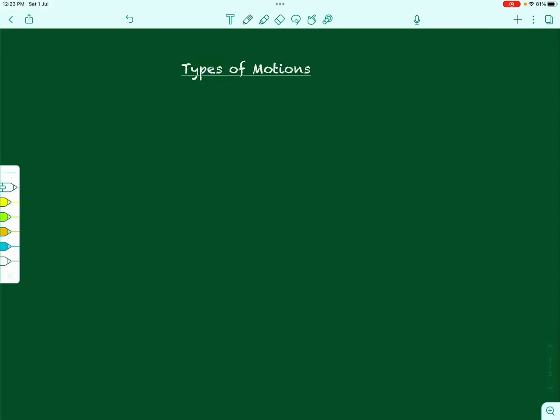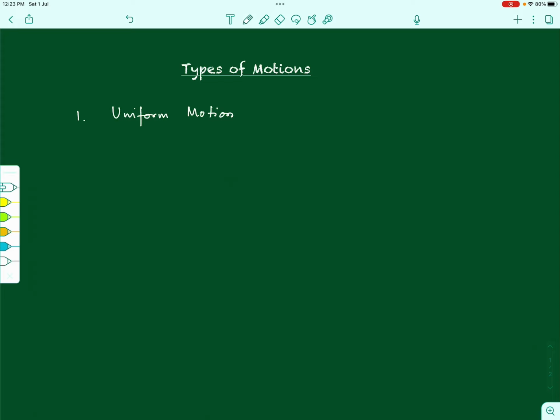Now we shall discuss the various types of motions that a body is capable of, and how we deal with them mathematically, how we get their equations, and what are the corresponding graphs associated with those motions. All that we shall be studying as the next topic now. So, starting from the very first and most basic type of motion, which we call uniform motion.